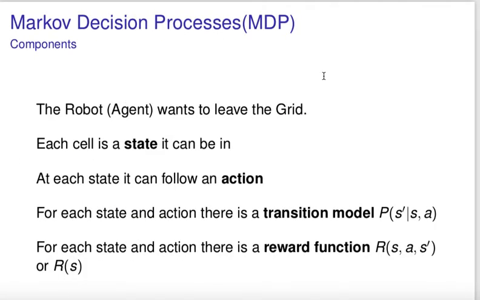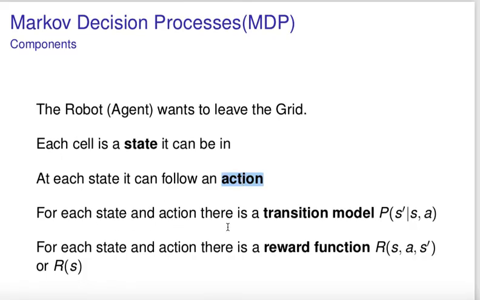So the components of a Markov decision process now are the robot or the agent that wants to leave the grid in this case, wants to get the maximum output. Let's say for our purposes, each cell is a state of the robot, okay? And at each state, the robot can follow an action: go up, go down, go left, go right.